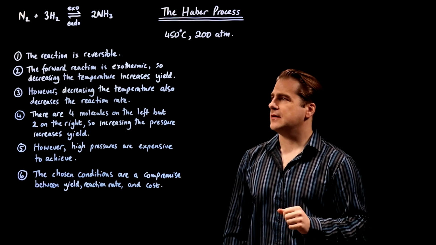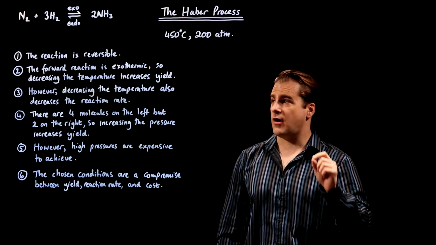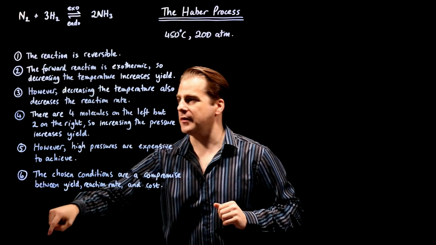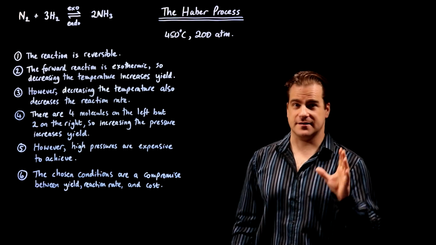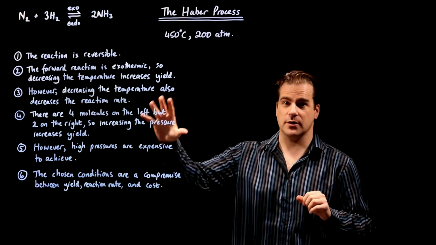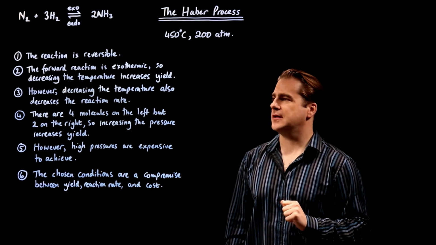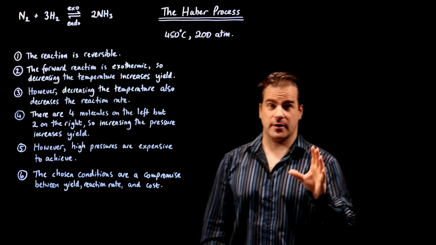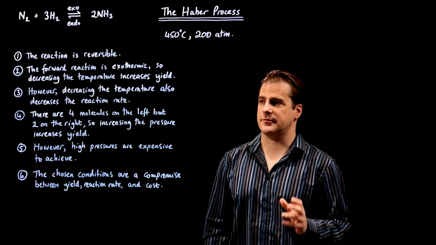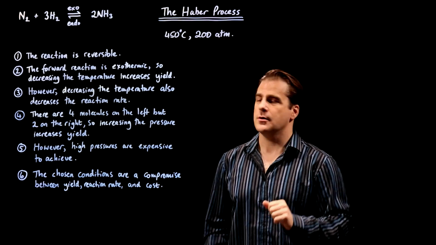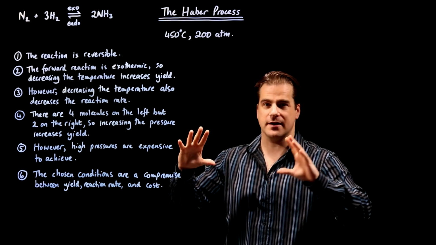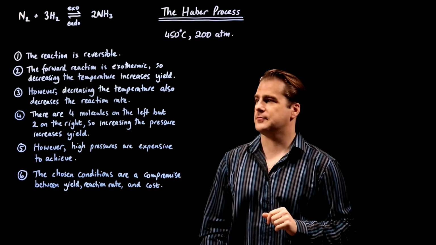Now, firstly, write the reaction is reversible. Don't write the numbers, just write all this in nice neat sentences, but pretty much word for word. Then talk about temperature first. The forward reaction is exothermic, so decreasing the temperature increases yield. We'll talk about the reasons for this at the end, but just commit that to memory, regurgitate it word for word.